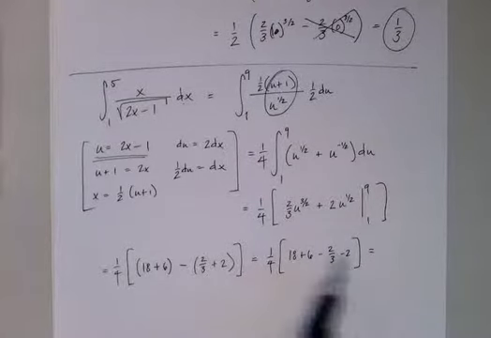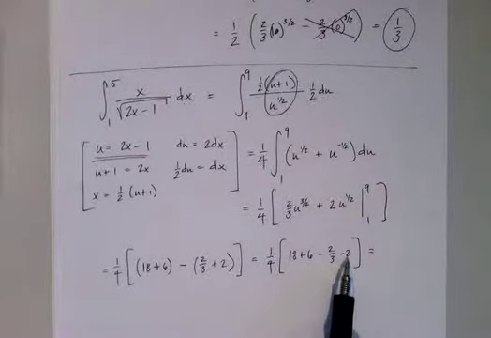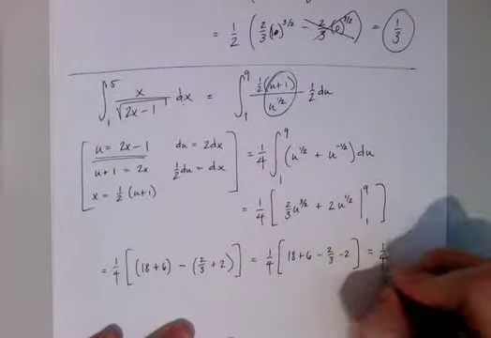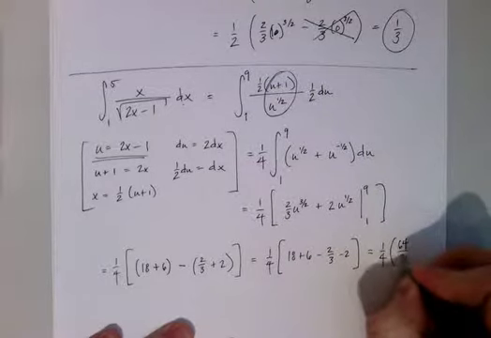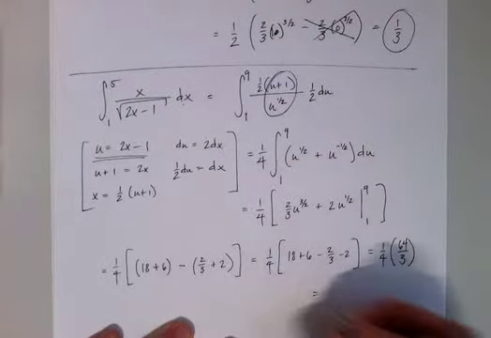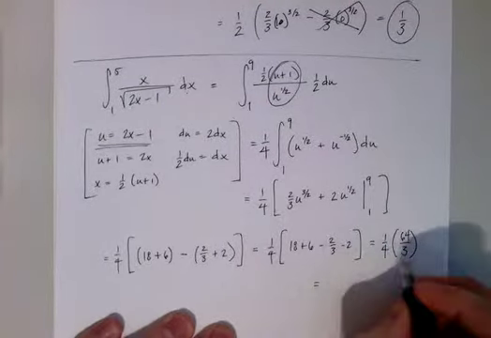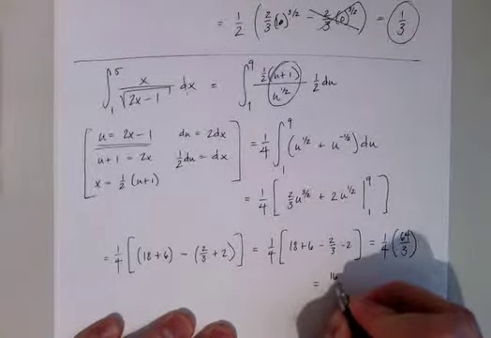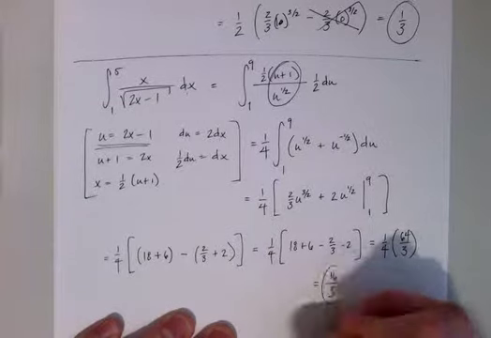But if you have 22, 22 in terms of thirds is 66/3, minus 2 is 64/3, so it's 64/3, and that form is of course much easier to simplify. That's going to be 16/3.